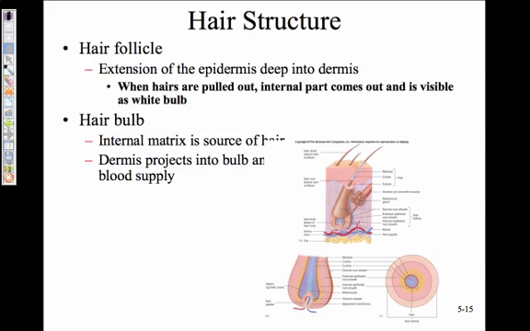The hair bulb has an internal matrix. It's the source of the hair. The dermis projects into the bulb and gives it its blood supply. This picture in the bottom right gives you that cross section of the hair where you have the medulla, the cortex, and the cuticle on the outside. Here you can see the blood supply going to the hair follicle right there.